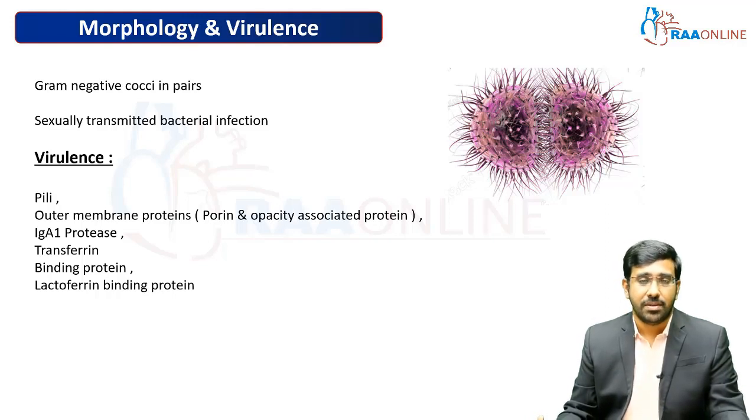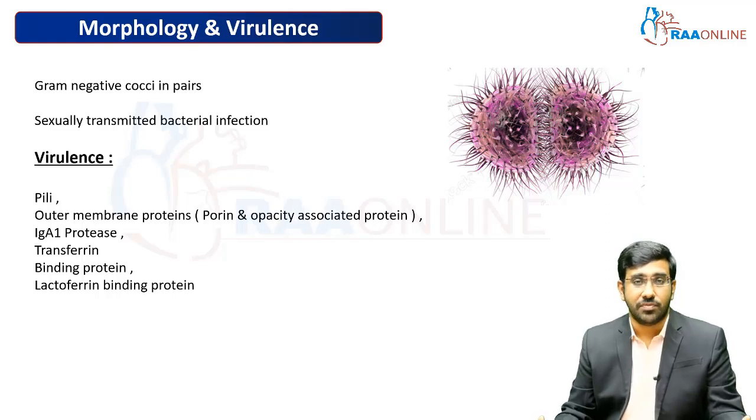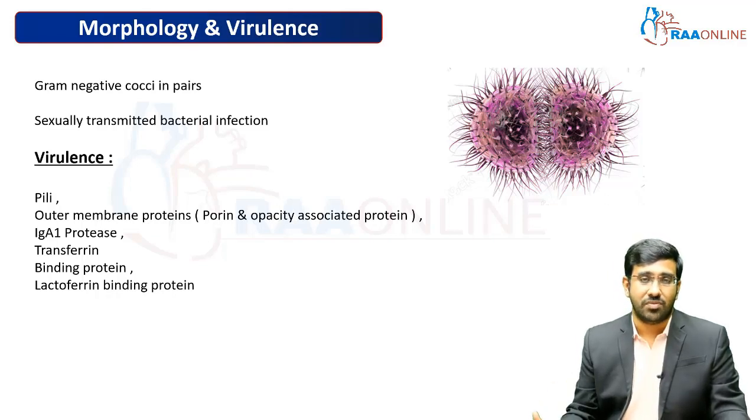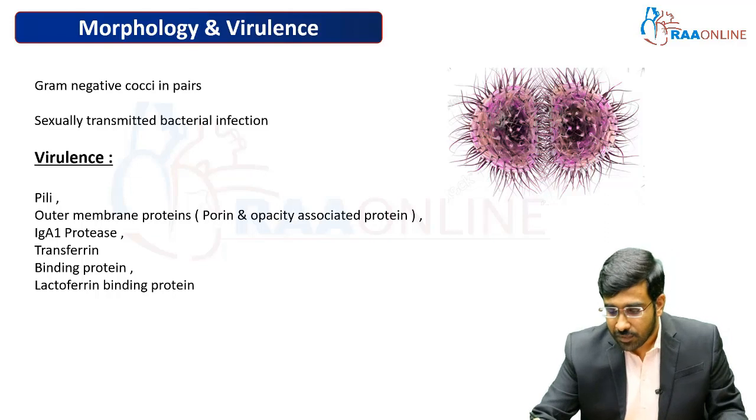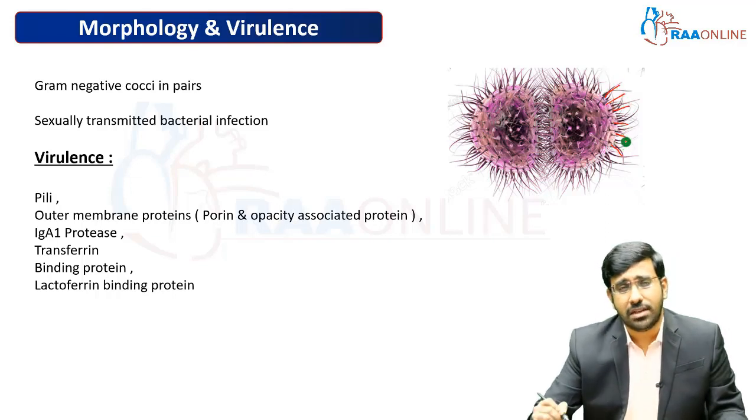So coming to the virulence. In order to study the particular organism, we must know what the various virulence factors are by which it is going to escape our immune mechanism. When we talk about the virulence mechanism, the virulence factor confined to Neisseria gonorrhoeae is going to be the pili. So this is the pili. If you closely see, there is going to be a hair-like projection. So these are the pili.